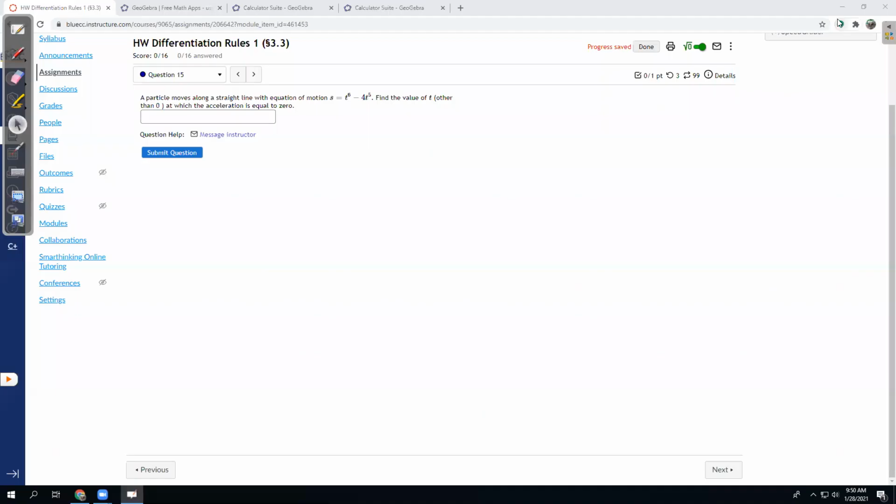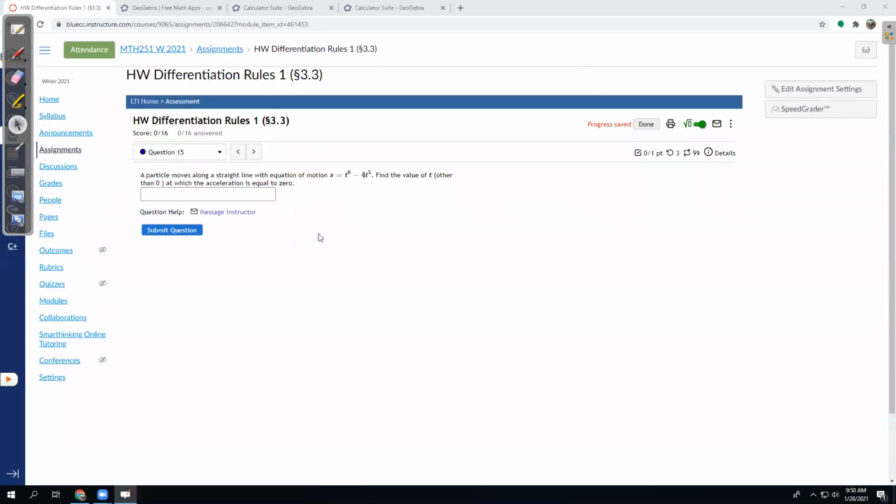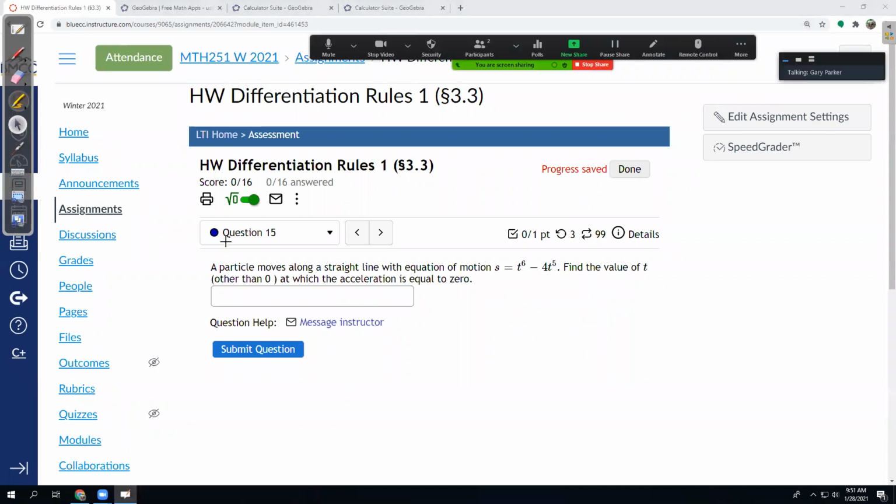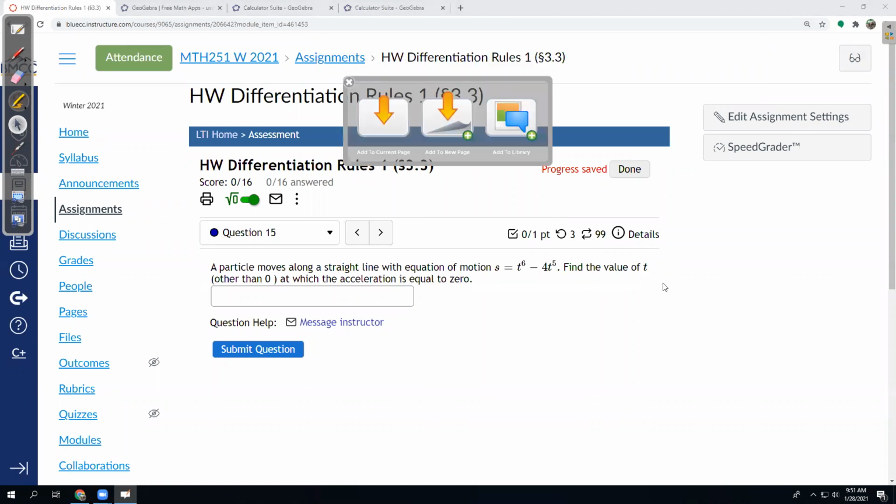All right, so we're going to take a look at section 3.3, part 1, this question here. Let's blow it up and copy it into my notebook. So we got a particle moving in a straight line according to this equation of motion, s equals, and we want to find the acceleration.